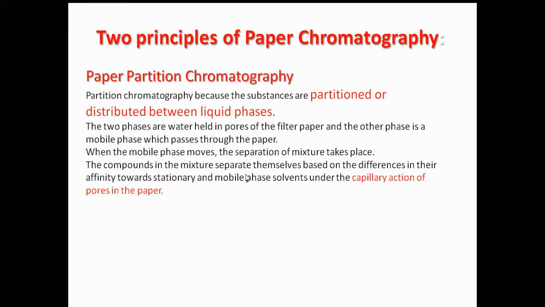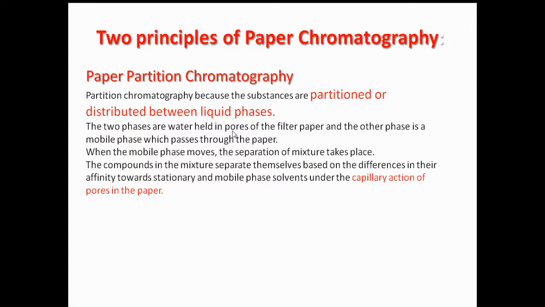The principle behind paper chromatography is that two principles are involved. Suppose we take the stationary phase as a liquid and the mobile phase also as a liquid, then the principle involved is paper partition chromatography. That means the separation is taking place on the paper, generally a Whatman filter paper. We know that paper is made up of cellulose, and in that cellulose we find tiny pores. In those pores water will be held.